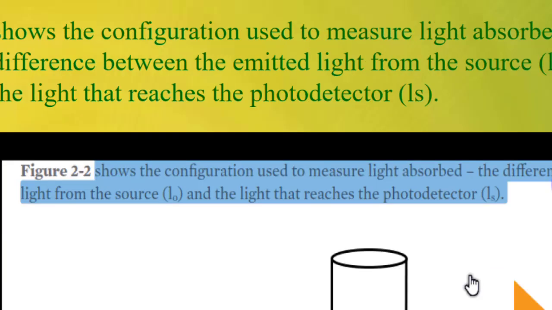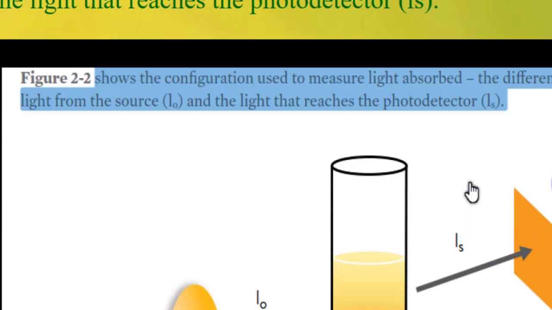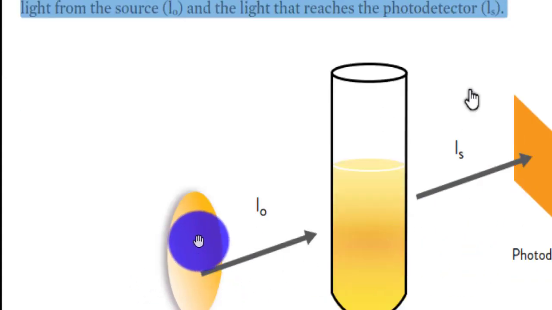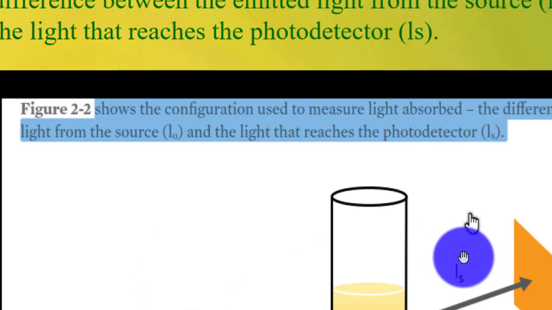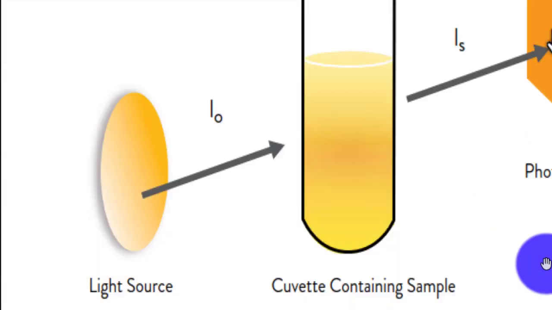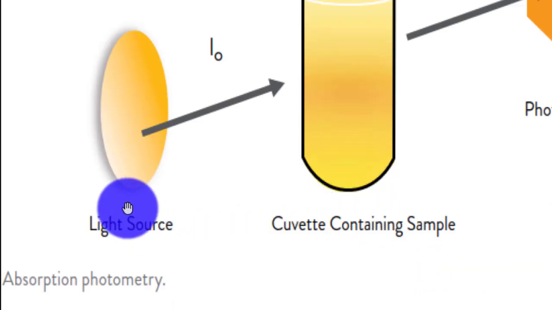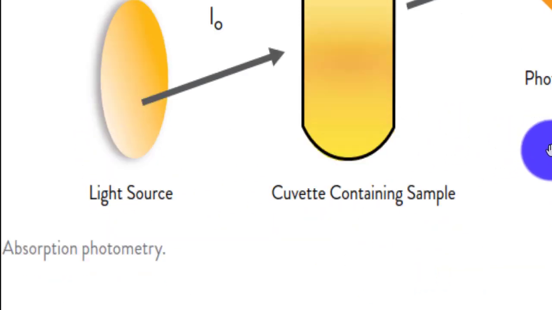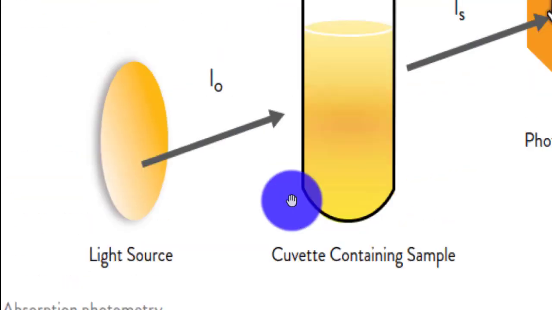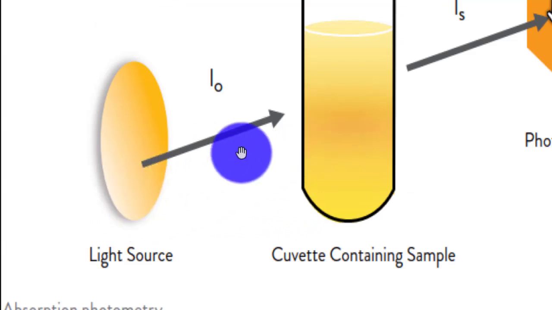Here we show the configuration in this figure. The light absorbed is measured as the difference between the emitted light from the source and the light that reaches the photodetector. Here is the cuvette, here is the light source, here is the photodetector. Absorption photometry: simply a source of light passes through the solution to the photodetector.